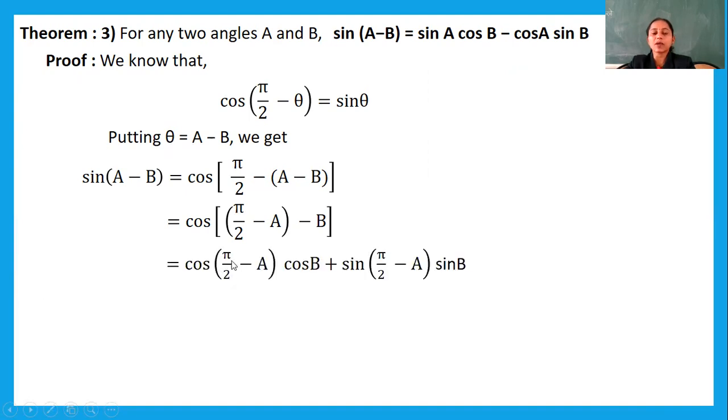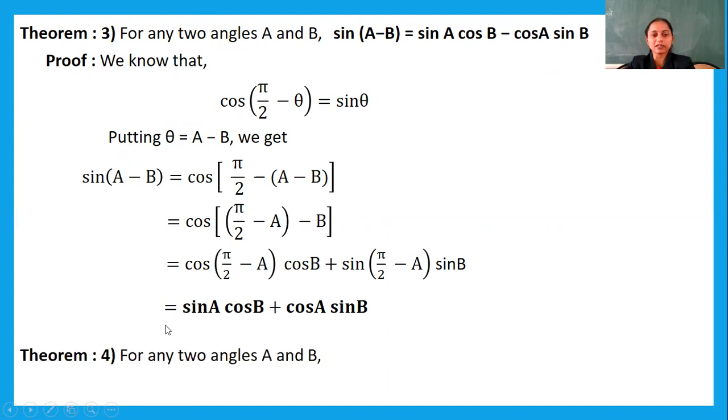we have here cos pi by 2 minus a into cos b plus sin pi by 2 minus a into sin b. Same way, cos pi by 2 minus a now gives here sin a, sin pi by 2 minus a gives here cos a. And because of that, I have here the next result, sin a minus b is equal to sin a cos b minus cos a sin b.